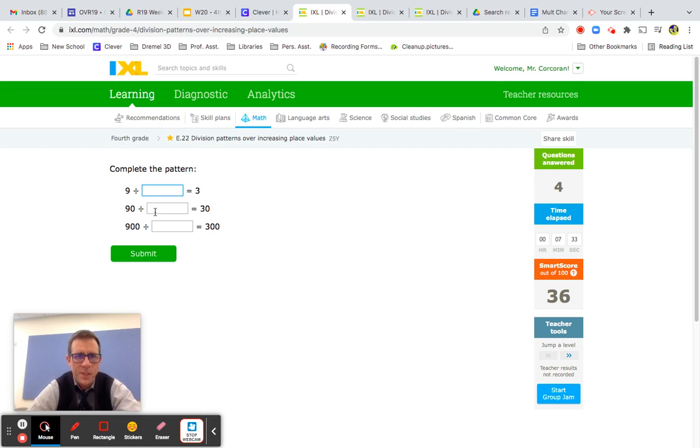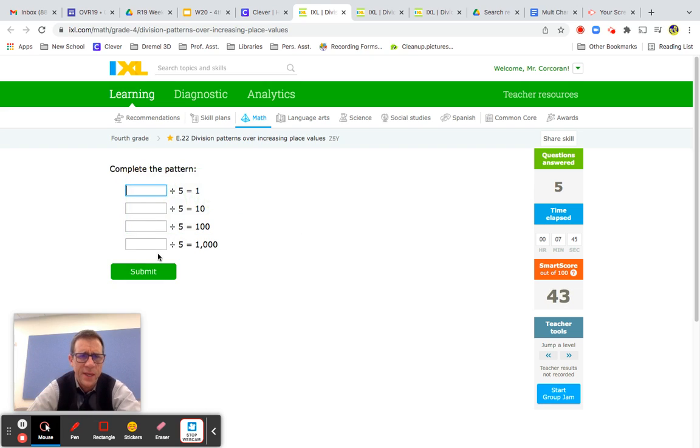3 times a number is 9. 3 times 3 is 9. 90 divided by 3 is 30. 900 divided by 3 is 300. Notice the zeros on the end there.